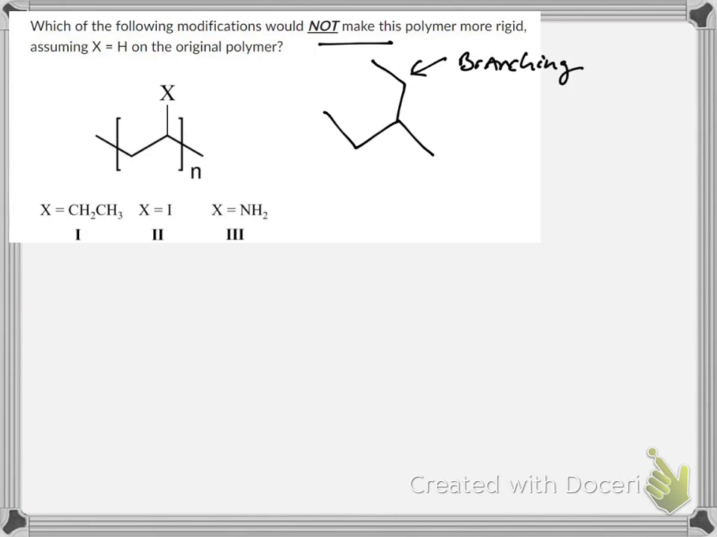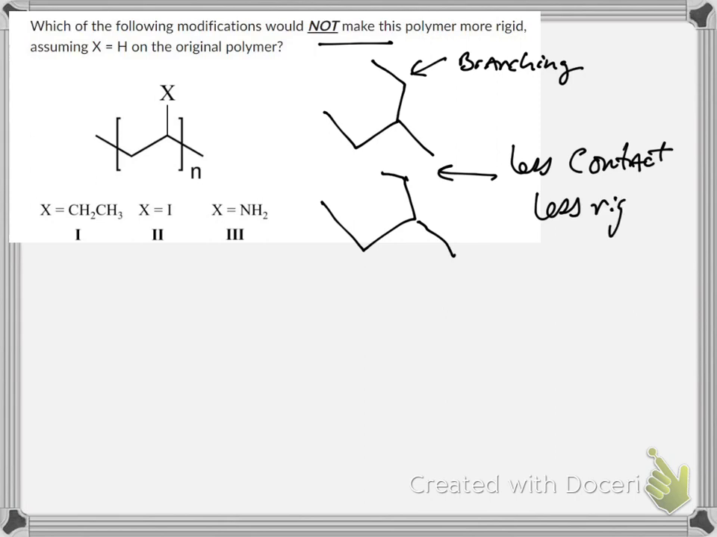The first one says add CH3, CH2. Well, that's adding a branch. It's going to prevent contact, and if it prevents contact, then it's not going to be more rigid. It's going to be less rigid. So this is a good answer. It's less rigid because you've introduced branching.